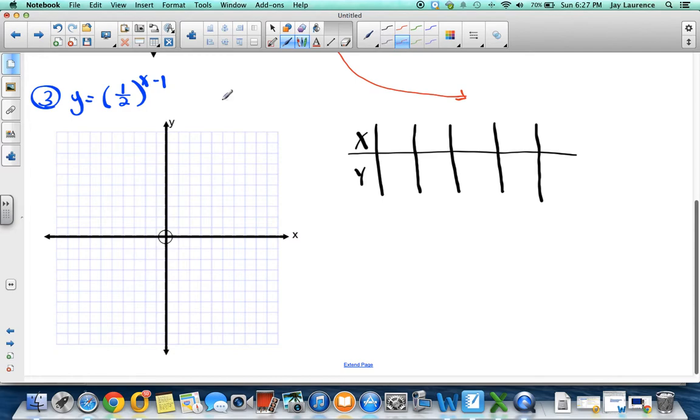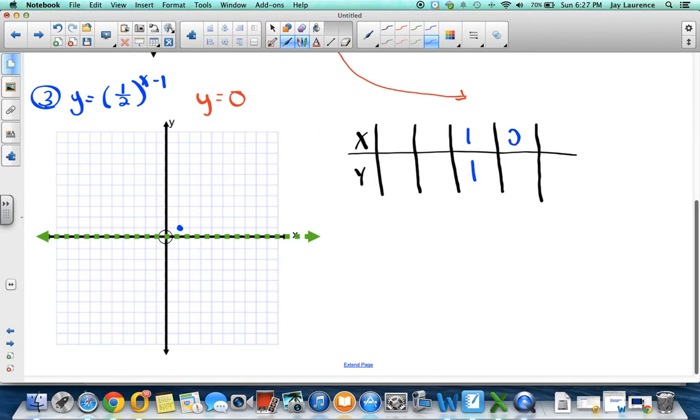My asymptote for this one is going to be y equals 0, because there's nothing being added here. In other words, my asymptote is going to be the x-axis. So there is my asymptote. Looks like I'm approaching from above because the base is positive. I think for my middle number, I'm going to put 1 in, because 1 minus 1 is 0, and I'll get a 1 out. So 1, 1 is on my graph.